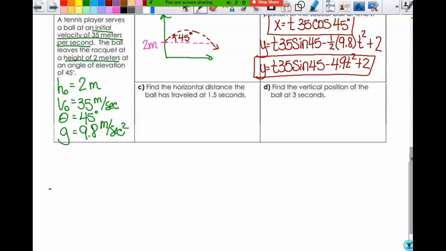All right, so then just like the one above it, C asks for the horizontal distance and D asks for the vertical position. So I'm going to use these two equations to come up with these answers. So you go ahead and do that. Write it down, substitute it in, come up with your answers. Give you just a minute to do that.